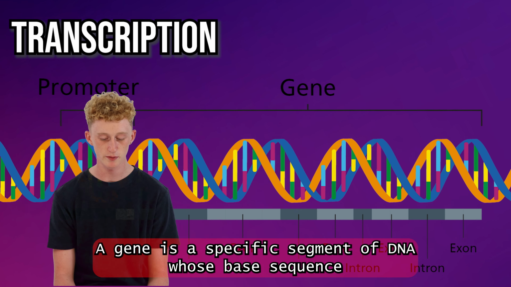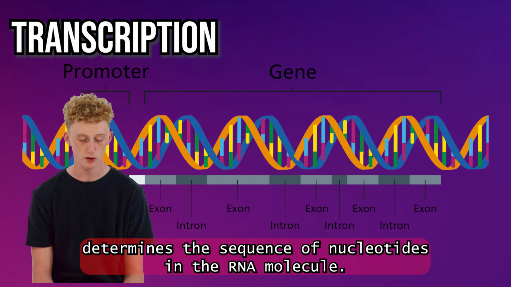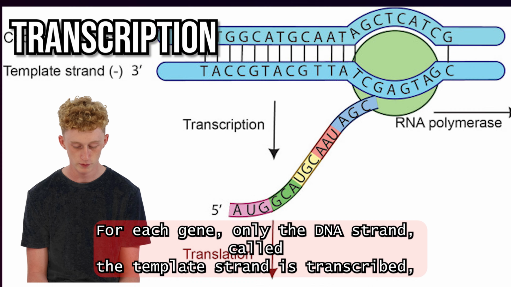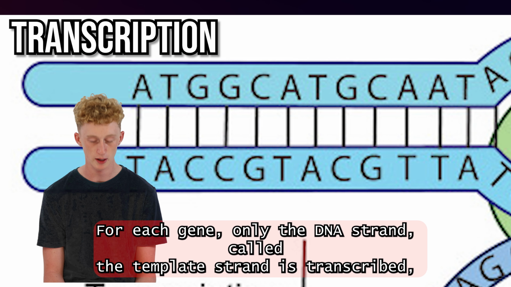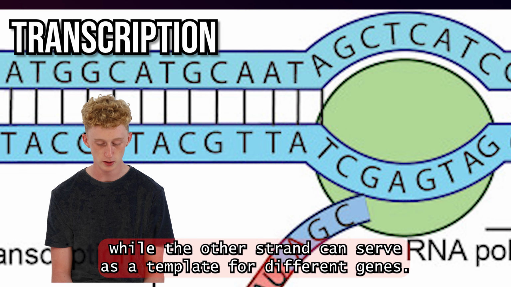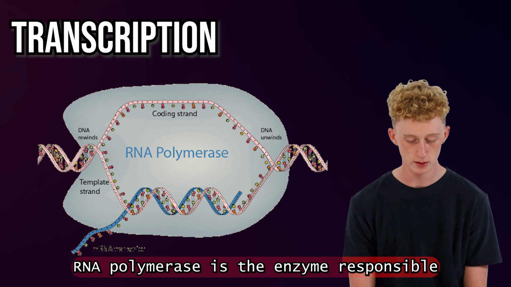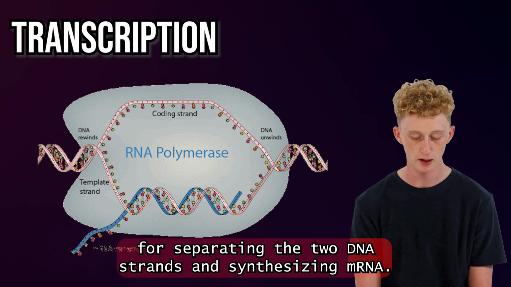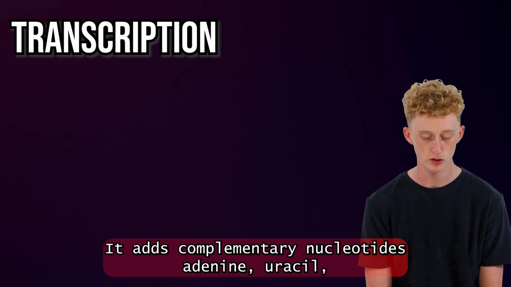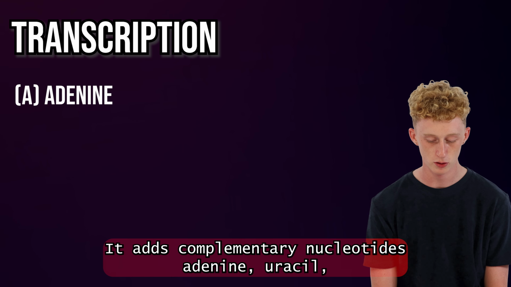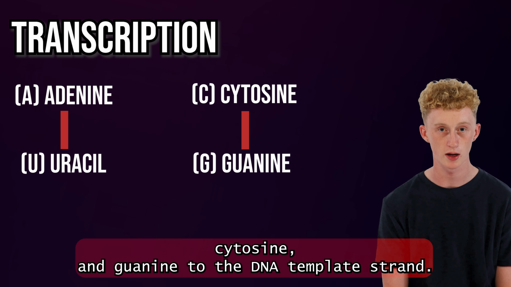A gene is a specific segment of DNA whose base sequence determines the sequence of nucleotides in the RNA molecule. For each gene, only one DNA strand, called the template strand, is transcribed, while the other strand can serve as a template for different genes. RNA polymerase is the enzyme responsible for separating the 2 DNA strands and synthesizing mRNA. It adds complementary nucleotides, adenine, uracil, cytosine, and guanine, to the DNA template strand.